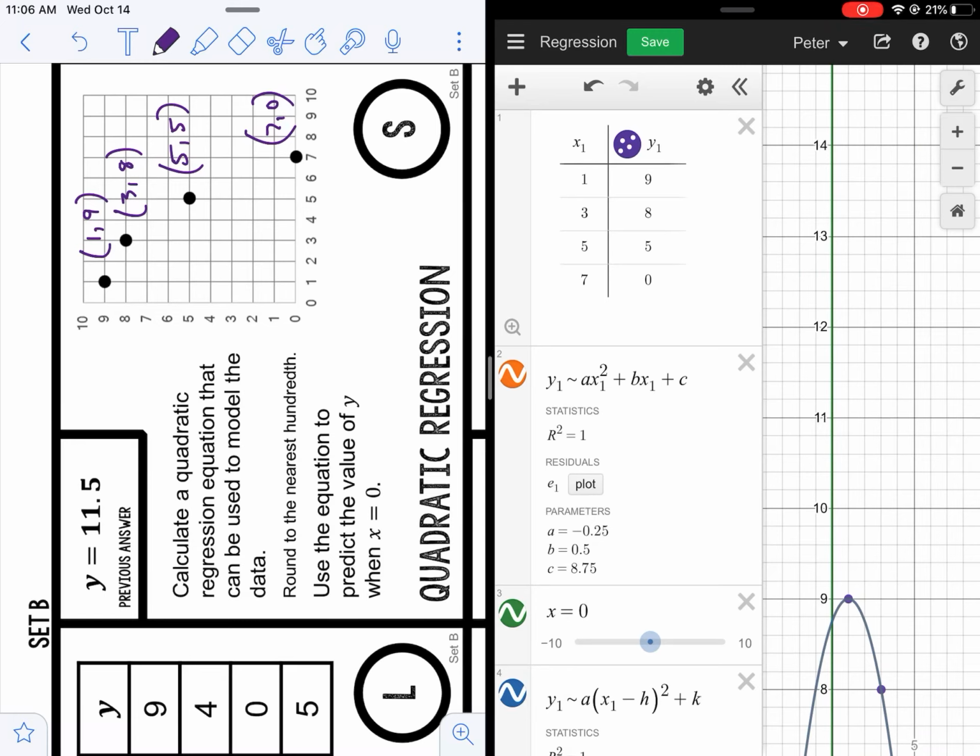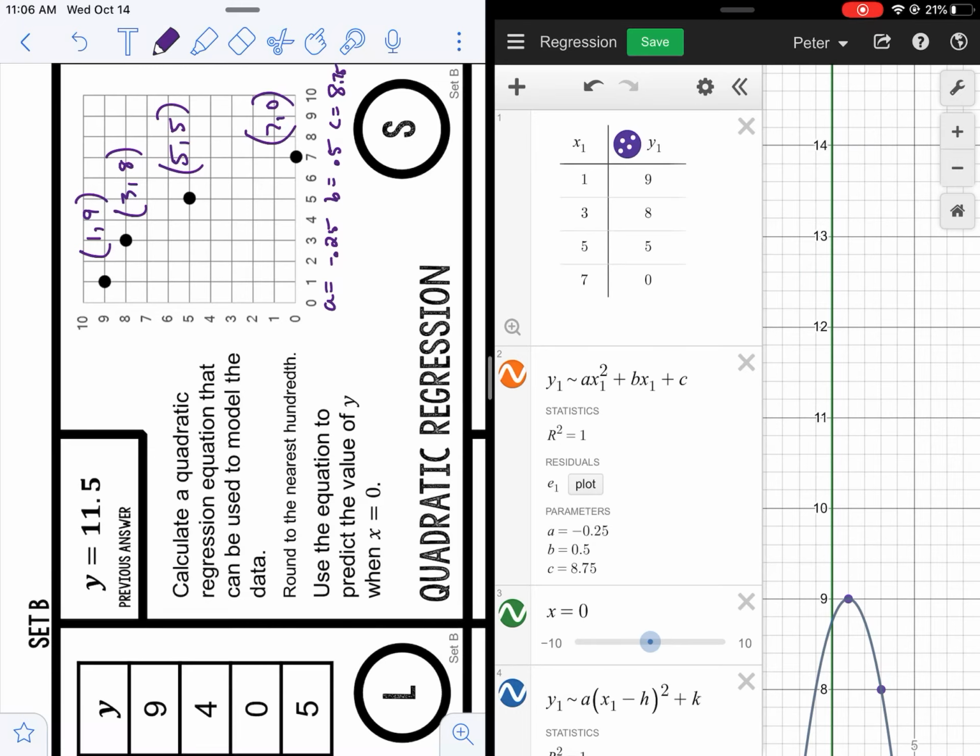Now, guys, we're only going to do standard form unless it tells us to do vertex form. Last week we set up vertex and standard, but we're only going to do standard unless it tells us to go vertex. So here's your chart. You put your numbers in. This orange one is the standard form. A equals negative 0.25, B equals 0.5, and C equals 8.75.